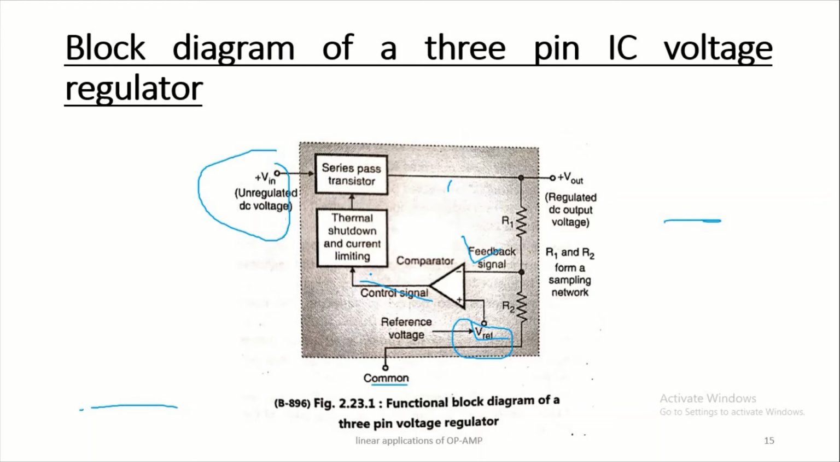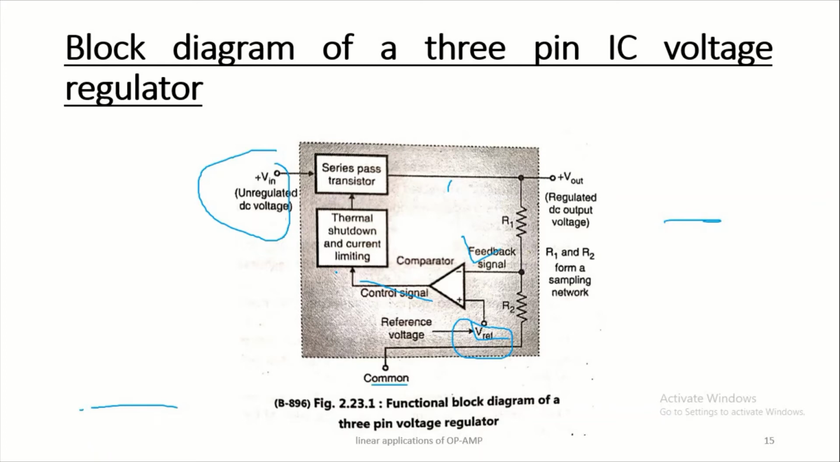This control signal is routed through the thermal shutdown and current limiting block to the series pass transistor. The series pass transistor is operating as a control element. The voltage across the control element is varied by the control signal to get a constant output voltage. The thermal shutdown and the current limiting block provide protection against increased internal temperature or overcurrent.